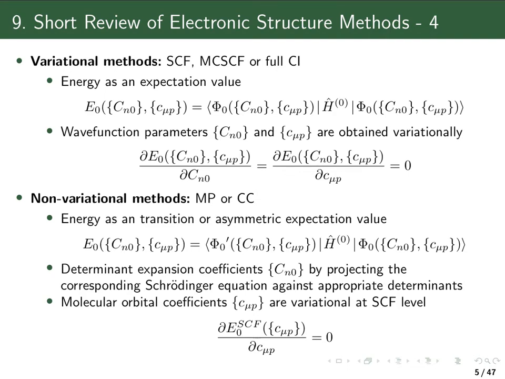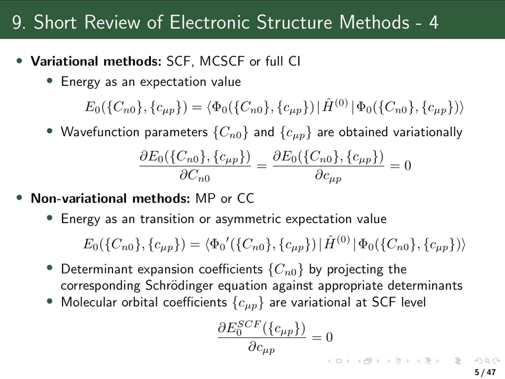And the wave function parameters, both the molecular orbital coefficients as well as the coefficients of the determinants, are obtained variationally, meaning they are obtained in such a way that the energy here becomes a minimum. And that means one determines them by requiring that the derivative of the energy with respect to these determinant coefficients as well as to the molecular orbital coefficients is equal to 0, which means we have a stationary point.